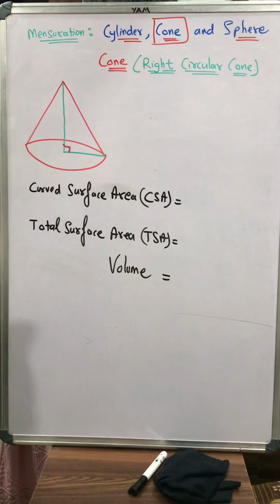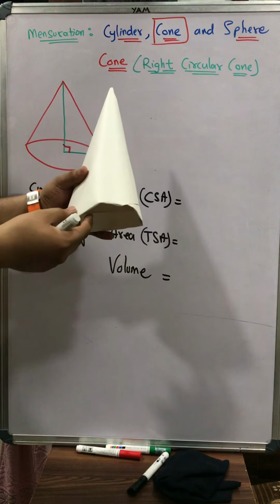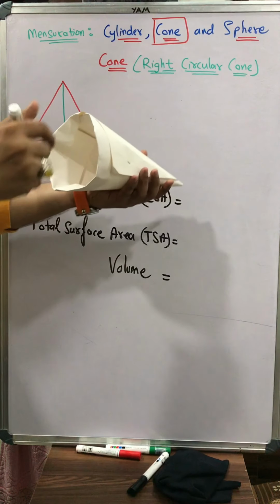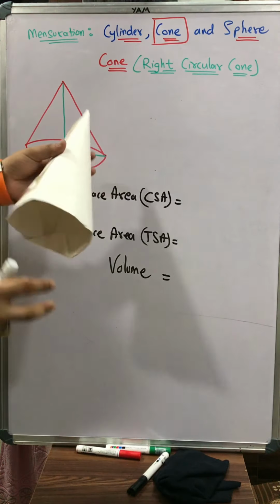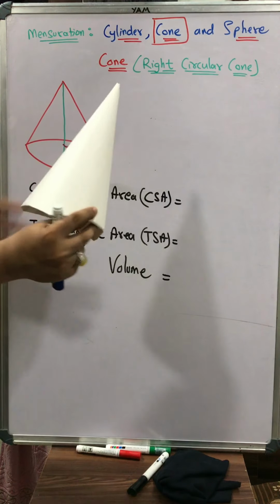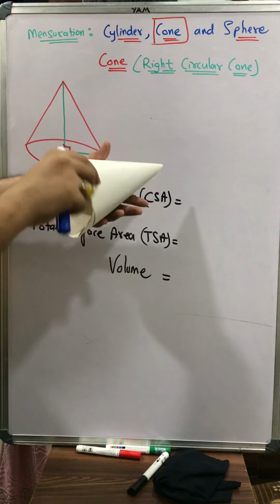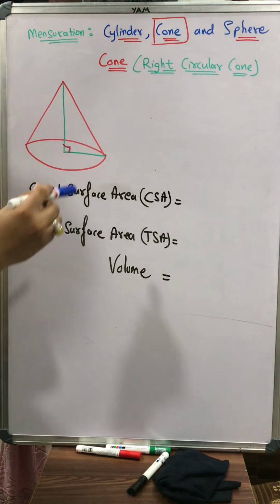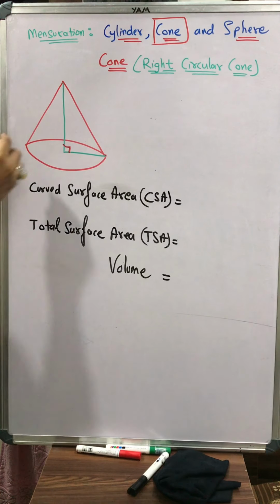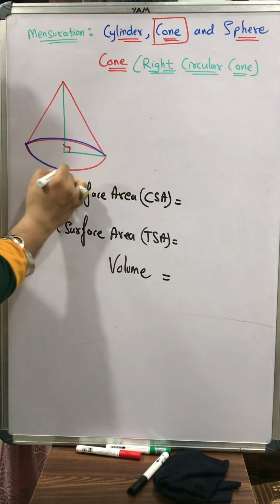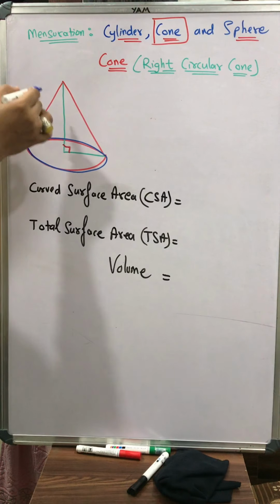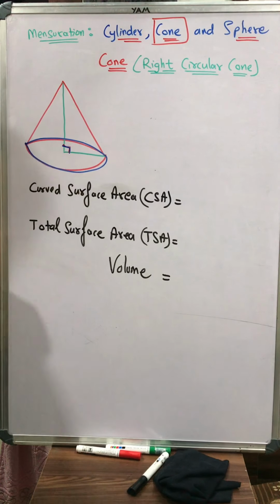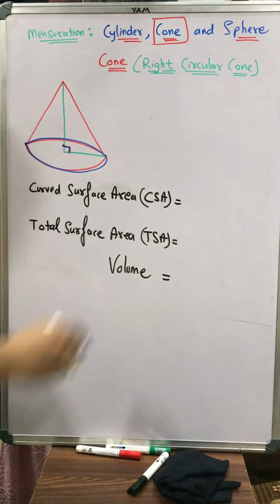Okay, see, basically the cone is something like this. We can say it's like a joker cap. This is like a cone. So always a cone has a circle. I have just folded the paper and made it like this. So apparently it does not look like an even circle, but it's an exact circle we get. So all cones have a circular base. So the height is always at 90 degrees with the radius. That's the reason it's called a right circular cone.